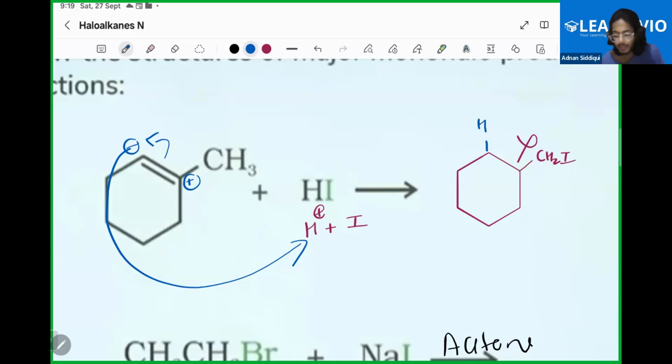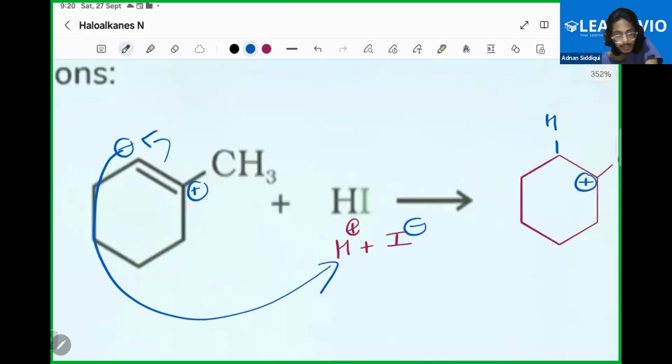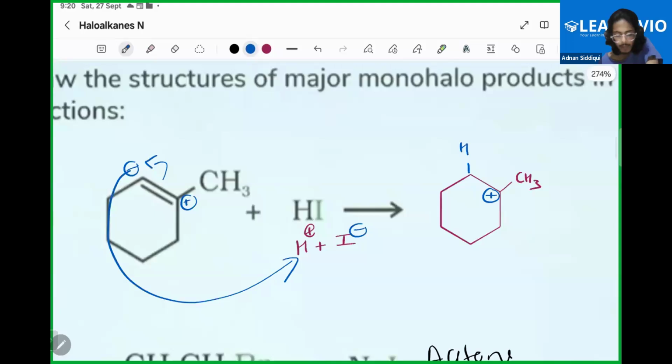Now, what is the benefit of doing this? We have converted the alkene into what? Alkane. So why is iodide not formed? See, this is your iodide. Now, this positive charge has developed here, and after doing the protonation, my iodine can attack at this site or not? It can. So we will get the major product as this. Clear? Yes.